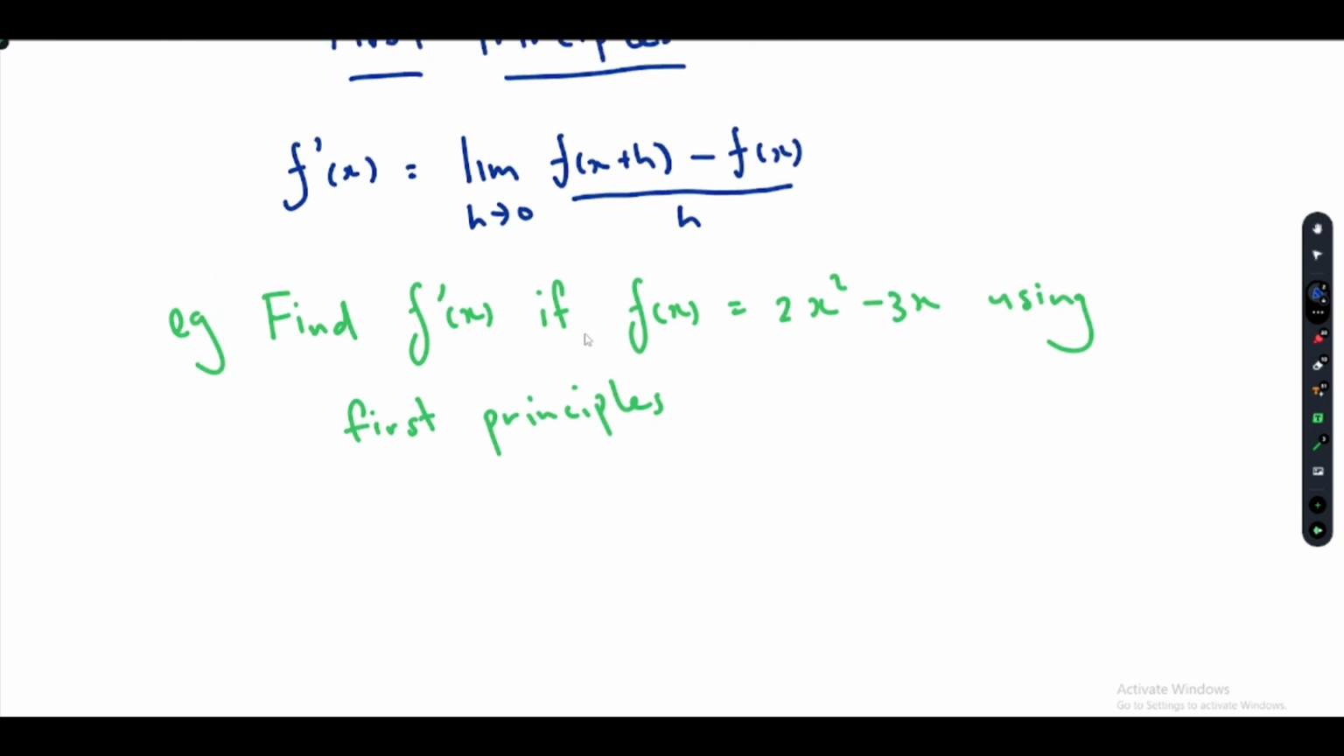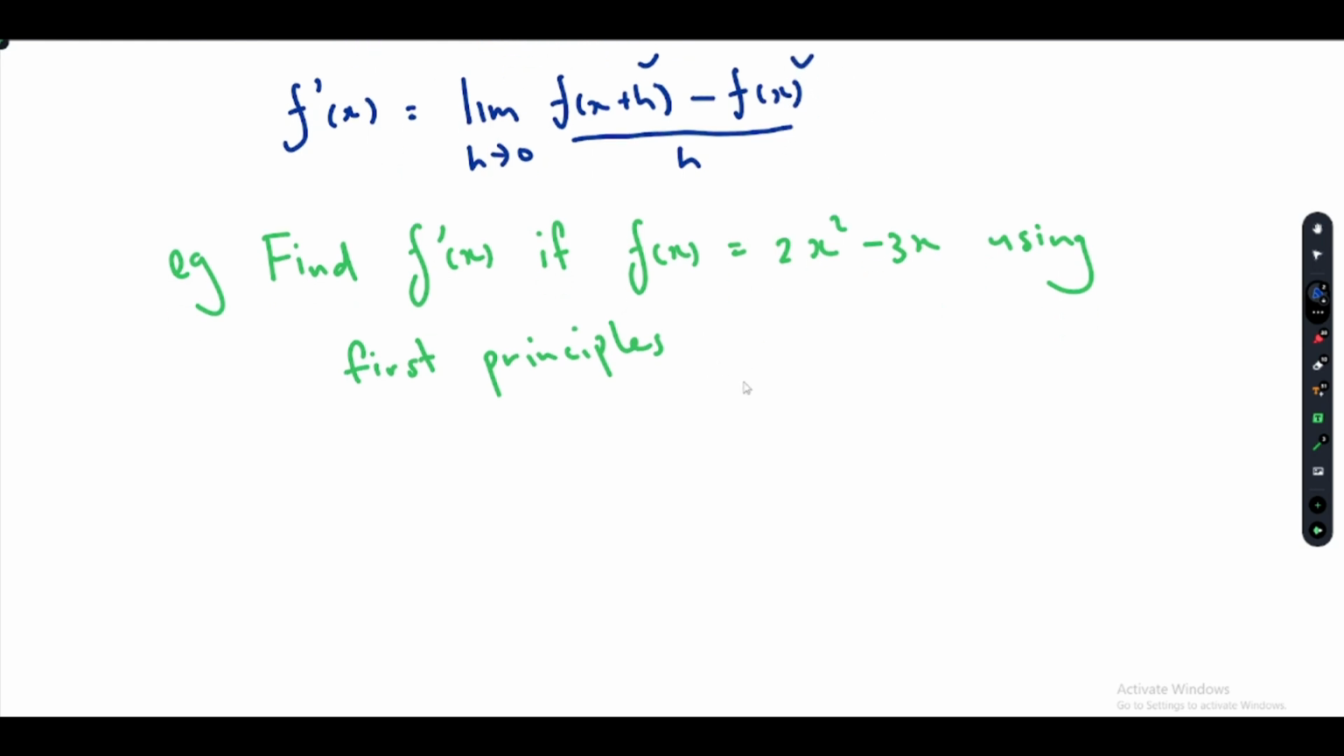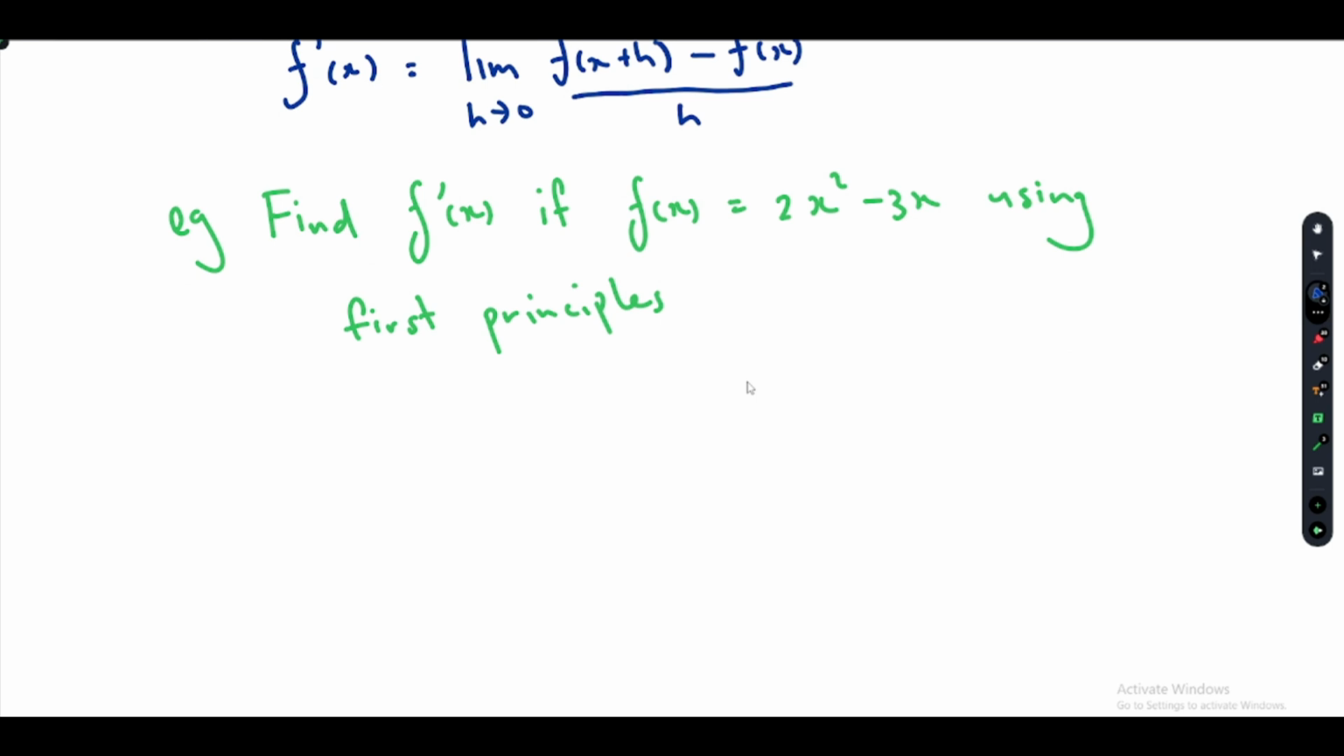Find the derivative f prime of x if f of x is equal to 2x squared minus 3x using first principles. Now, the first thing we'd like to do is find the values of f of x plus h, and well, we already have f of x, so that we can substitute into this equation. So let's go ahead and do that.